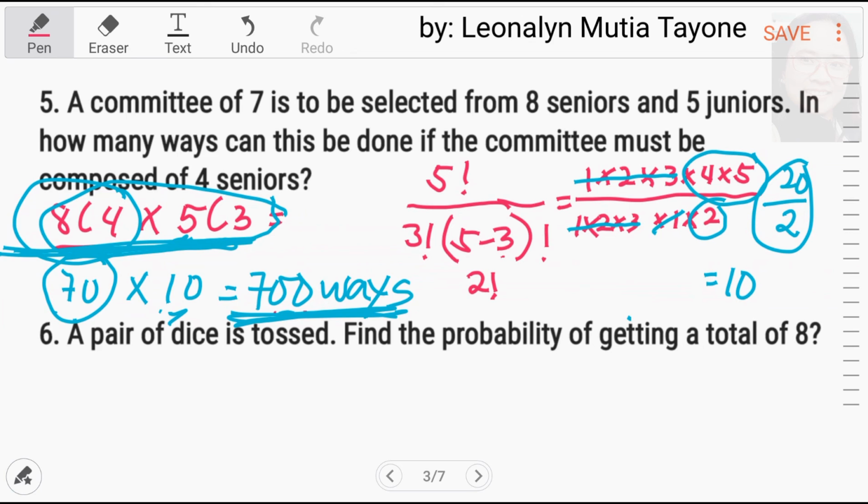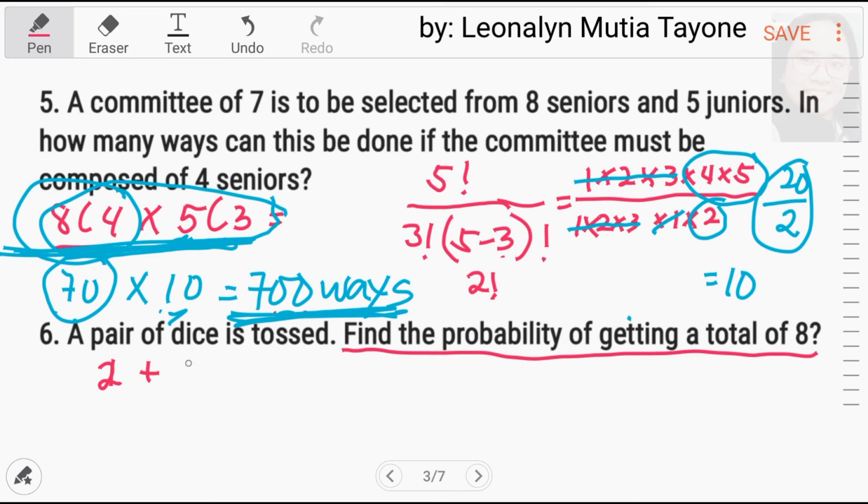A pair of dice is tossed. Find the probability of getting a total of 8. Ilang mukha ba yung dice? 6. 1, 2, 3, 4, 5, 6 yung mga numbers doon. A pair of dice. Total 6 lang naman, isa-isahin natin. Kung 1 ang pag-usapan natin, dapat ipares niya ay 7 para mag-total siya ng 8. Wala namang 7 sa dice. So, doon tayo sa 2 mag-umpisa.